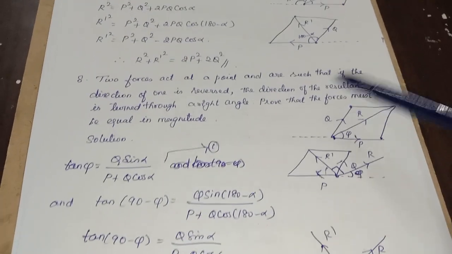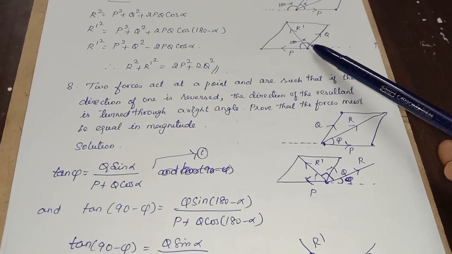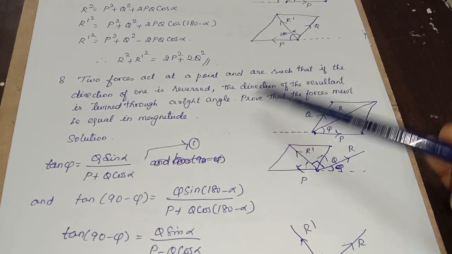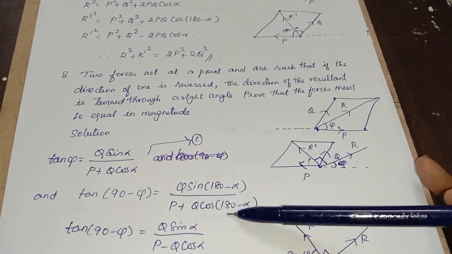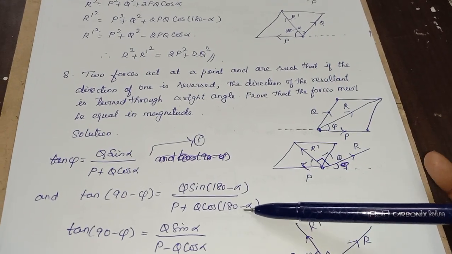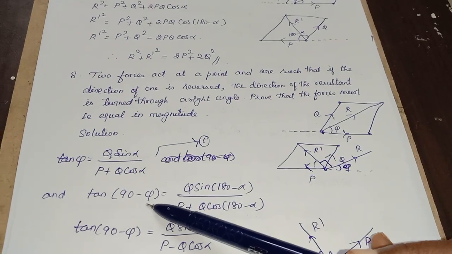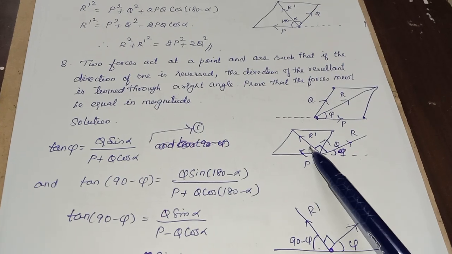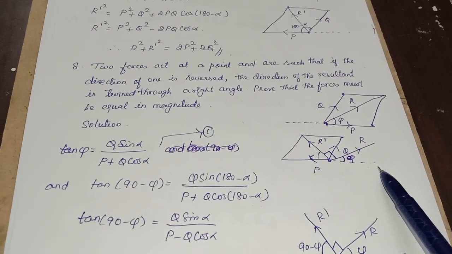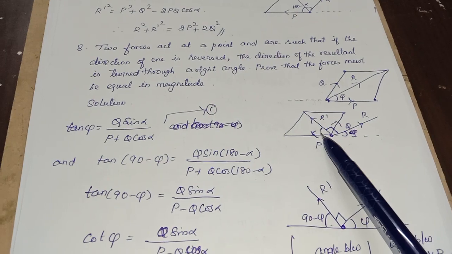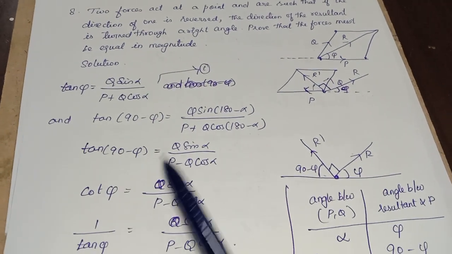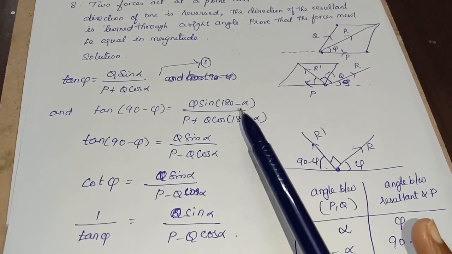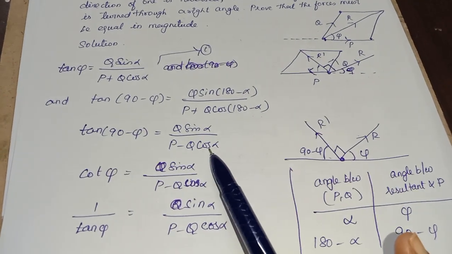Can you understand? It is better you refer to this diagram. When you write for the second one, what is the angle? Alpha is changed to 180 minus alpha, so q sin of 180 minus alpha by p plus q cos of 180 minus alpha. How did I get this 90 minus phi? Here this angle is phi, and this angle is the same here. But here my angle becomes this one. The total angle is 180, so this angle will become 90 minus phi. So tan of 90 minus phi equals q sin of 180 minus alpha, which is sin alpha, and cos of 180 minus alpha is minus cos alpha. So p minus q cos alpha.